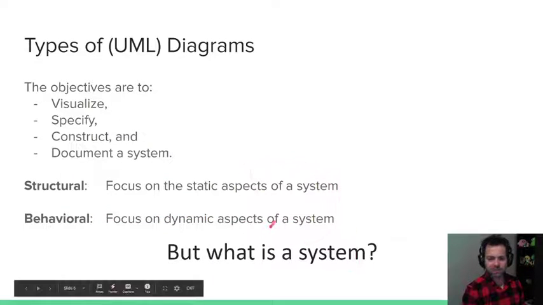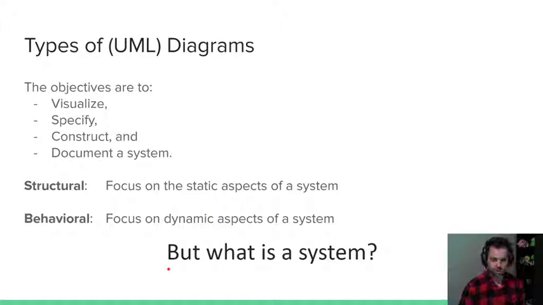I keep talking about this system. System, system, system, system. Does anybody want to take a stab at what a system is considered from a software engineering perspective? So what comprises a system?